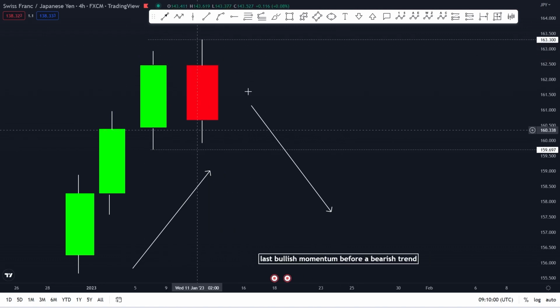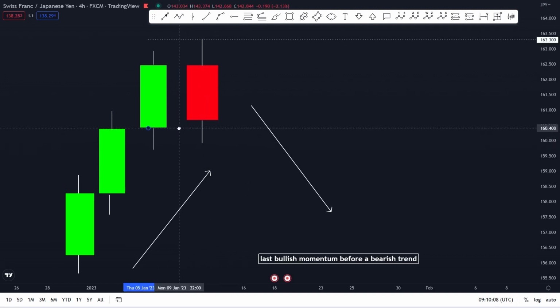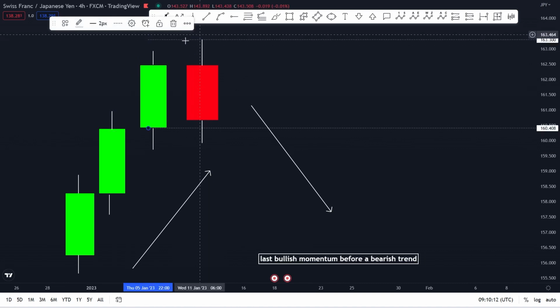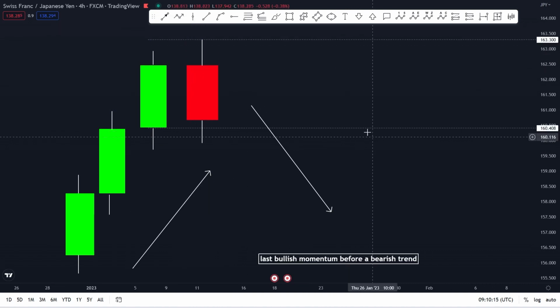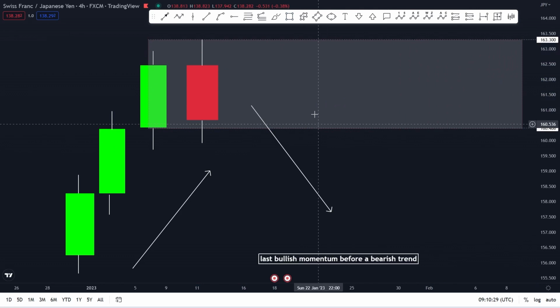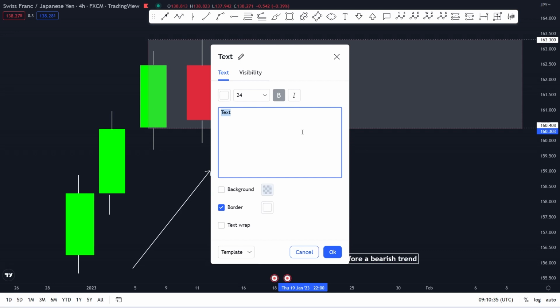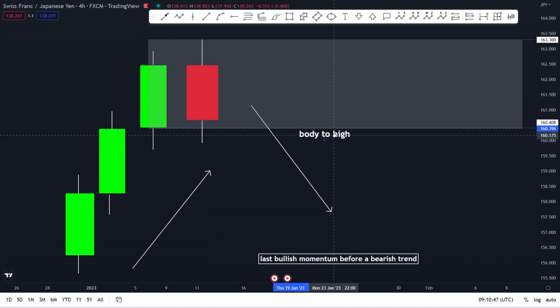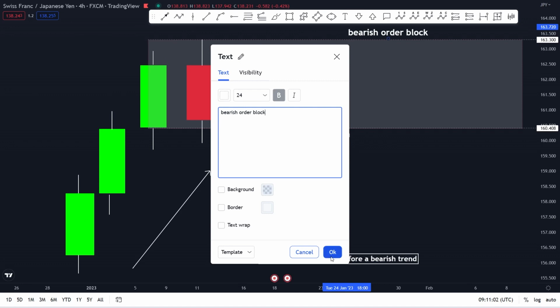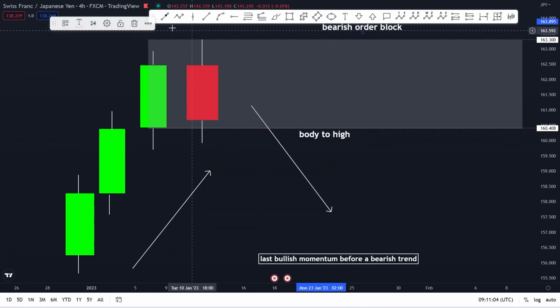In this kind of situation where I am looking to sell, I will cover this high too. But you can also draw your order block starting from the body, but the high will stay intact here because this is where we are looking to sell. So your zone will look something like this. We can call this one a body to wick, or something like that. This will be a body to the high in a bearish order block. Let me just name this one.